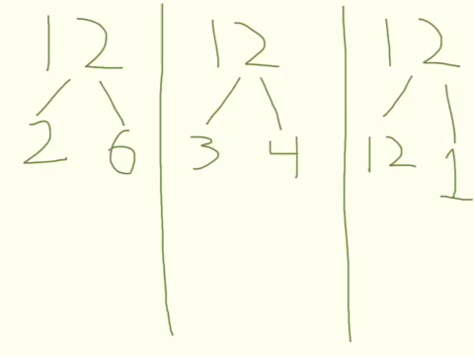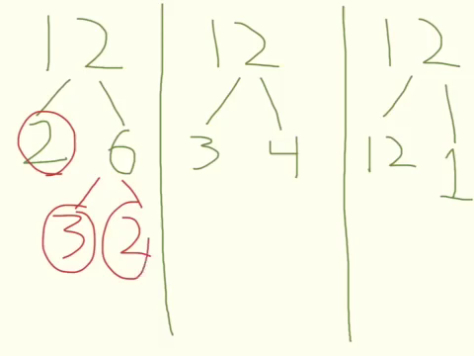If we look at 2 times 6, we see that 2 is a prime number and it cannot be factored any further. 6, however, we can factor into 3 times 2. Both of these are now prime numbers and can't be factored any further. So we have these 3 numbers as the prime factors of 12.